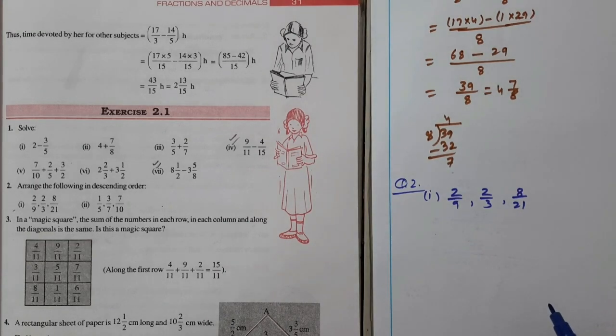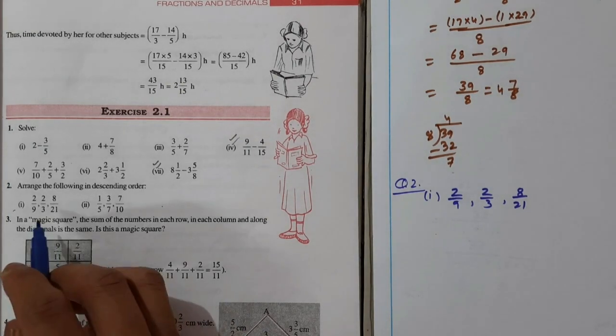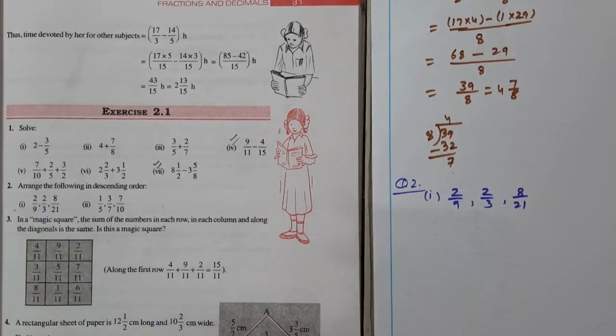This means we have to compare them, which is greater and which is smaller. To compare, we have two methods. Number 1 is for like fractions, but these fractions are unlike. So first we have to change the denominators into the same denominator.